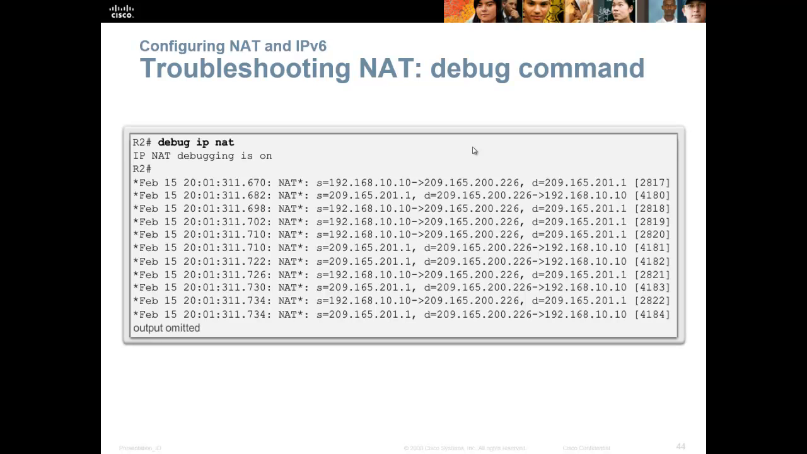What is it trying to translate? What's the public IP address being used? What's the private IP address used? Did I put it on the wrong interface? Things like that. And then remember to turn it off, undebug all.